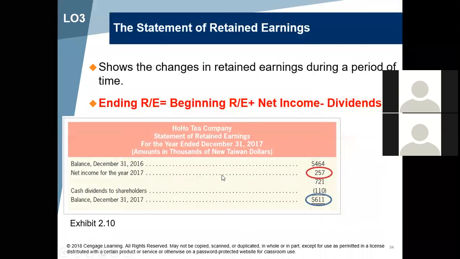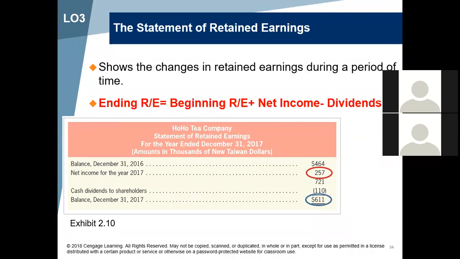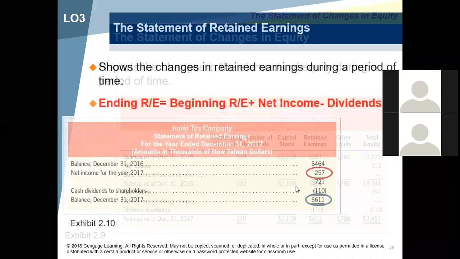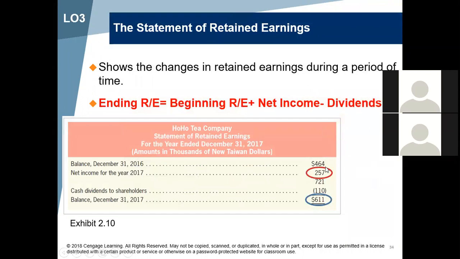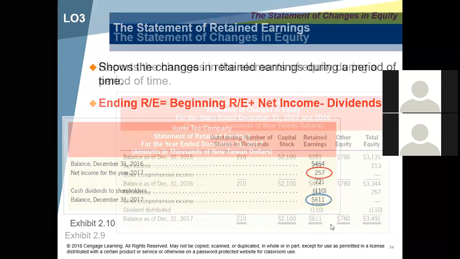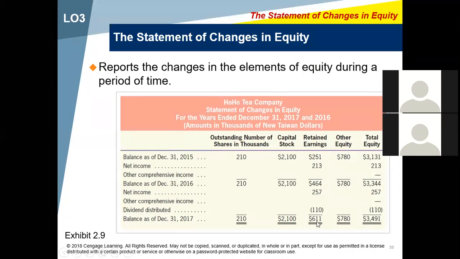All right. So, statement of retained earnings shows the changes in retained earnings during the period, no? So, you have here ending. As you notice, beginning RE plus net income less dividends, you have your ending retained earnings. So, pwede nyo gawin ito. Okay? Pwede nyo naman gawin din to. So, what you will do is you add it, then you have 257 less 110, you have 611. Parehas pa, 611. Yes, you have 611.